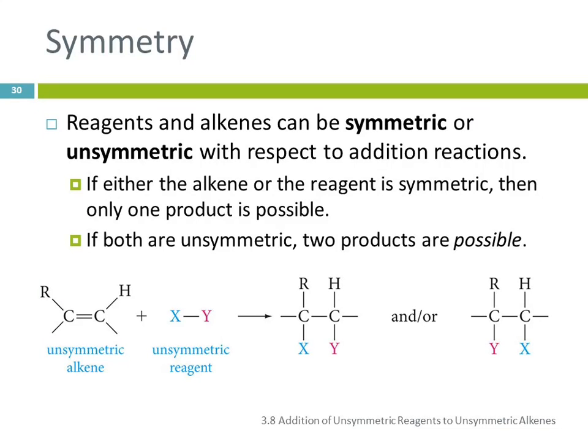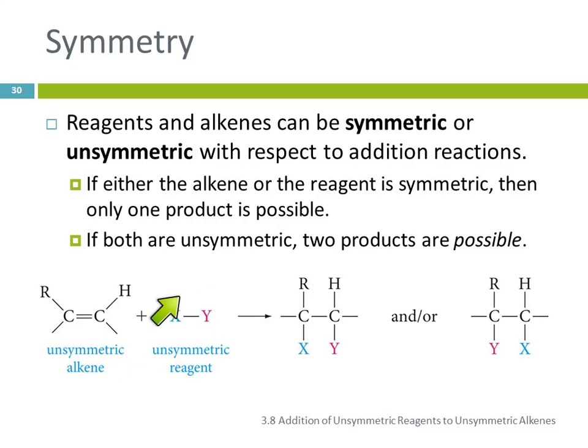What we've avoided talking about to this point in the addition reactions is what happens if the reagent and the double bond are unsymmetric. Reagents can be symmetric or unsymmetric in terms of these addition reactions. Here we have an unsymmetric alkene. This carbon has an alkyl group here, and this carbon has a hydrogen there. So these carbons are not exactly the same.